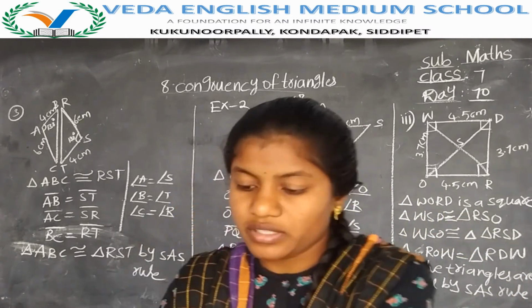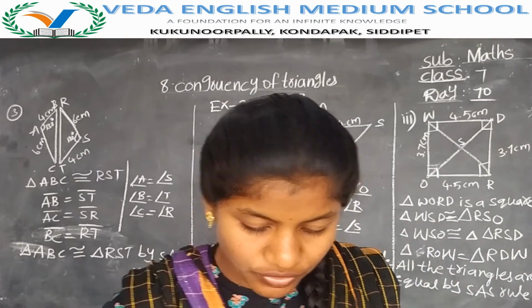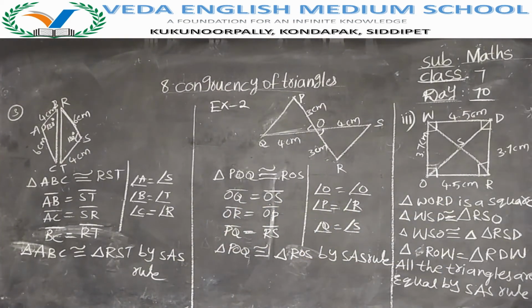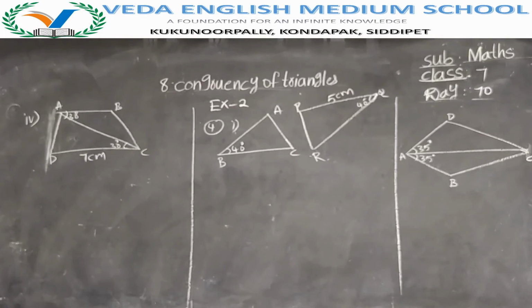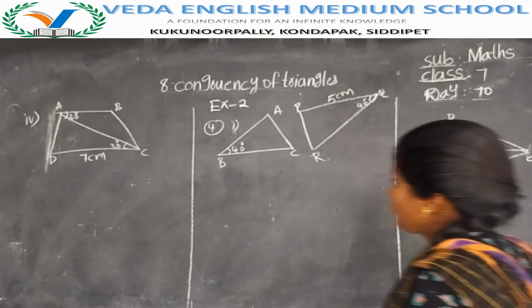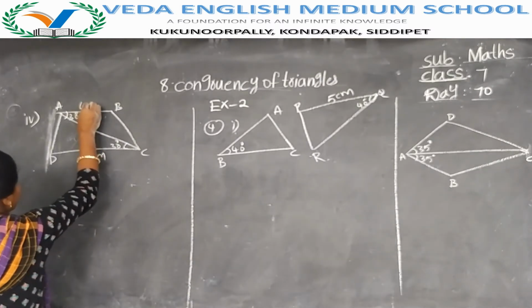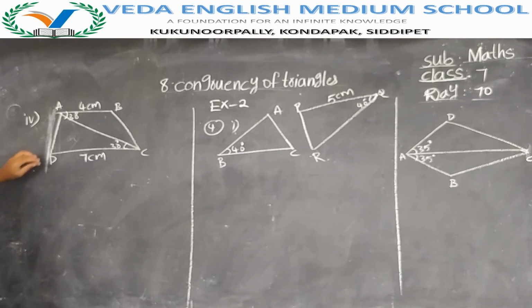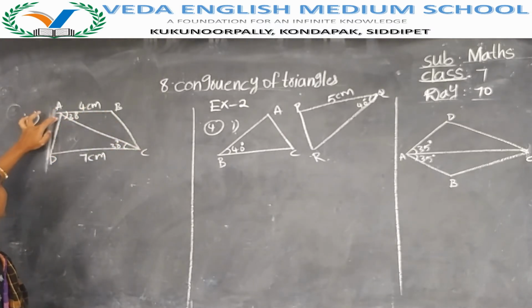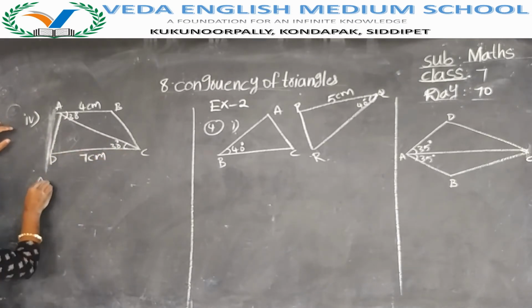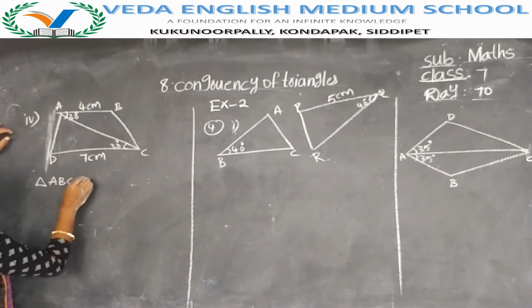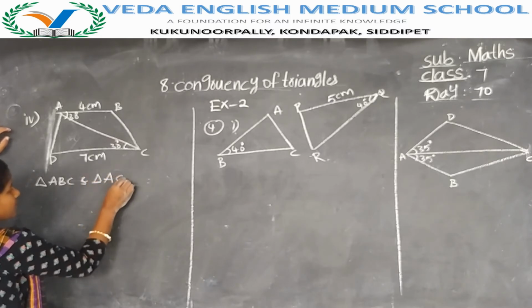Then the fourth figure is there. We have to draw the fourth figure. Now we'll explain that. Here it is 7 centimeters and 4 centimeters they have given. Here the line segments are different. Angles are the same but line segments are different here. So in this figure we have two triangles: triangle ABC and triangle ACD.